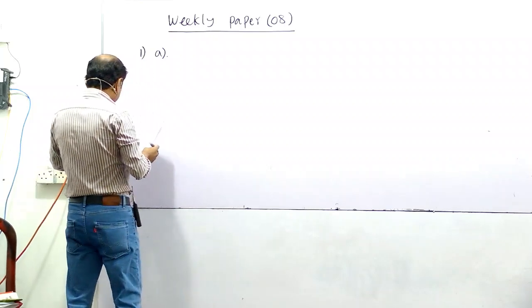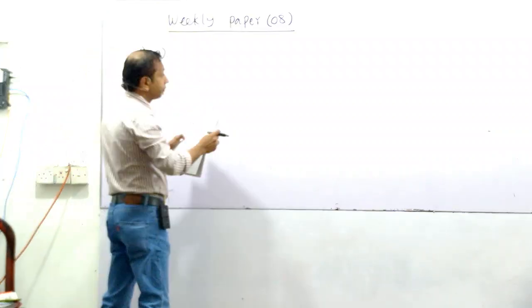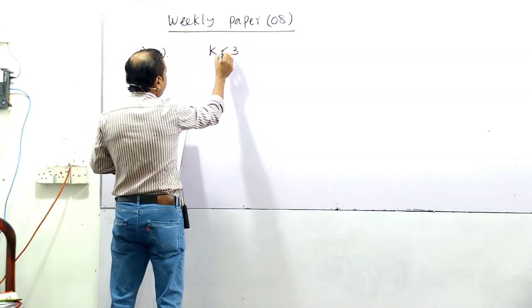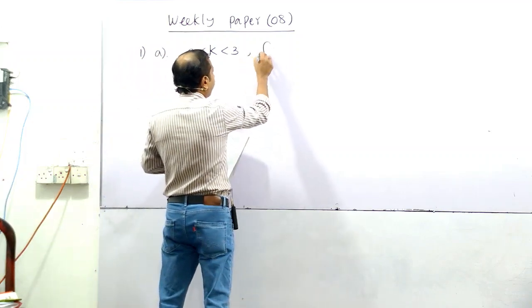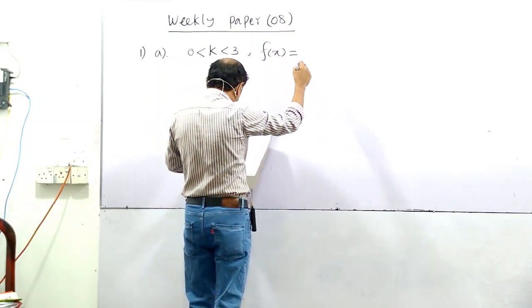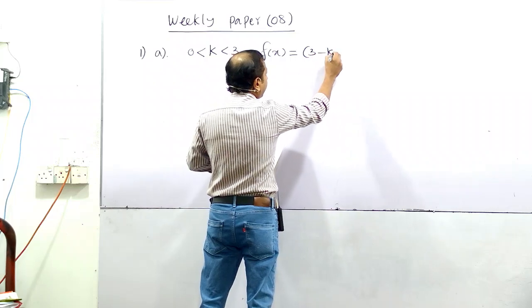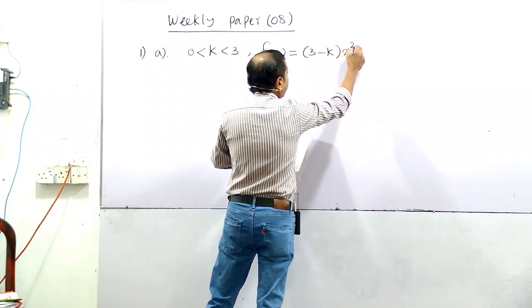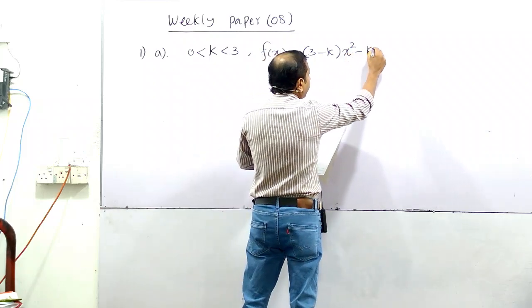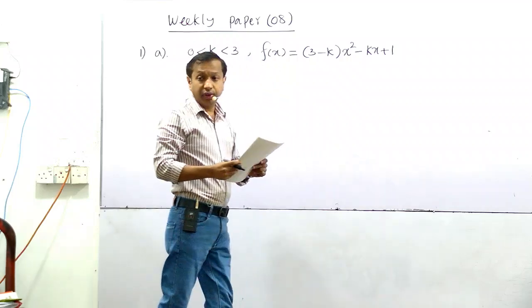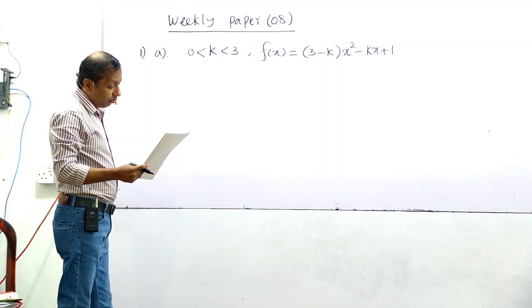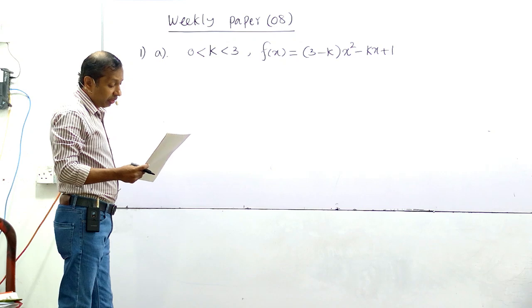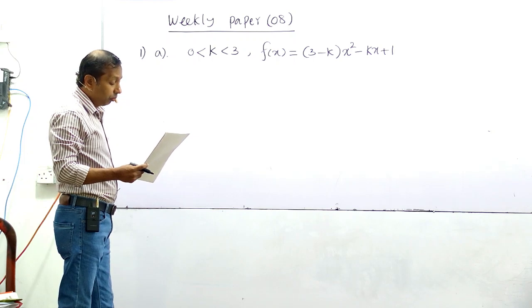Right. We are given k, with k less than 3 and greater than 0, and f(x) is (3 minus k)x squared minus kx plus 1. We are asked to write down the discriminant of f(x) equals 0 in terms of k. Hence, find the range of values of k for the roots of f(x) equals 0 to be real.